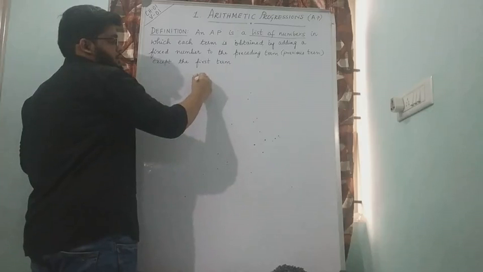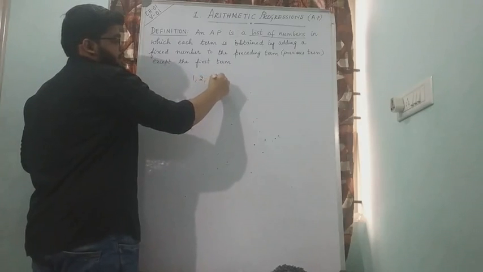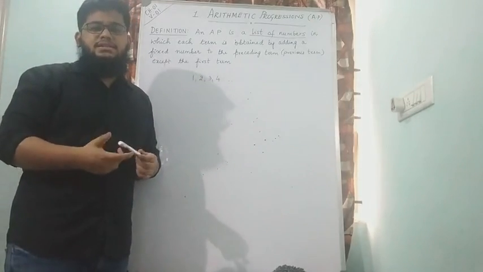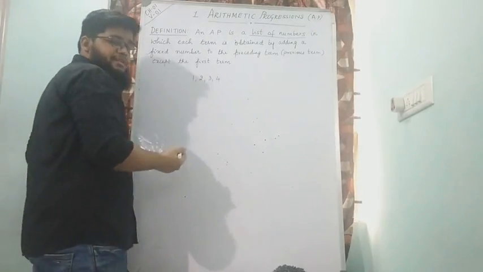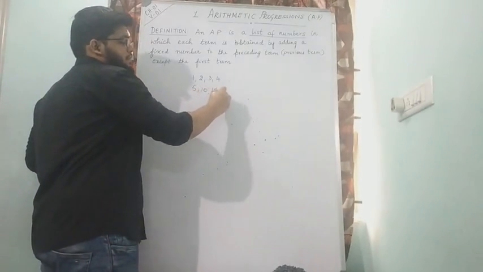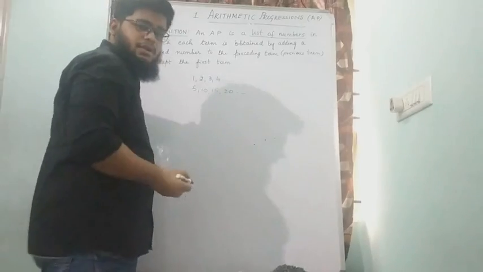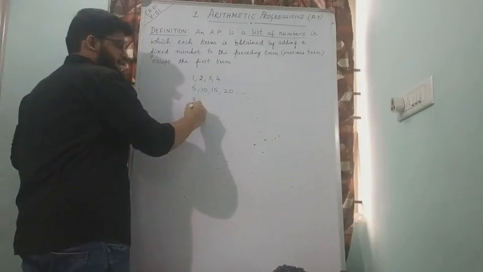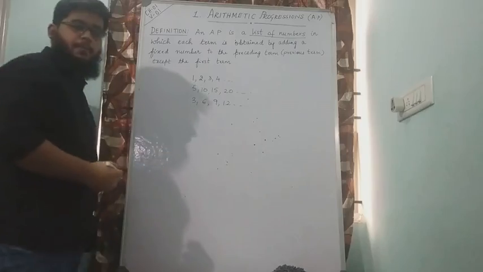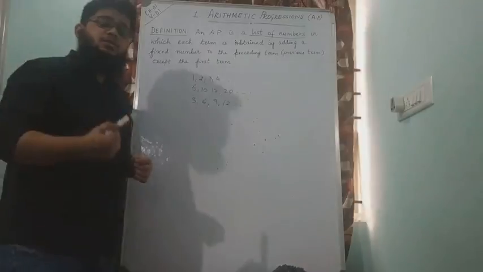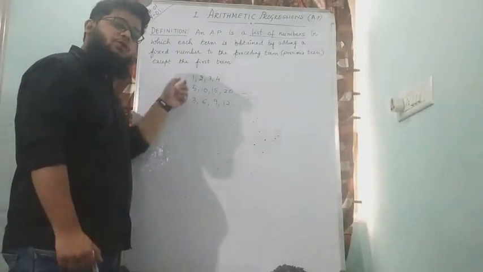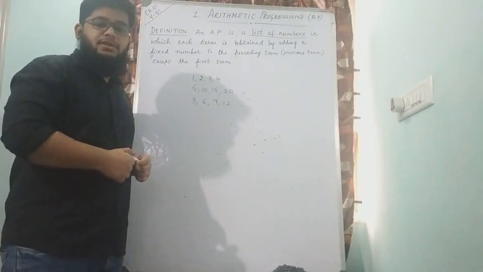Example 1: 1, 2, 3, 4 and so on. Is this a list of numbers? Yes, it is a list of numbers. Let us write down another list: 5, 10, 15, 20 and so on, and maybe one more: 3, 6, 9, 12 and so on. Alright, let us now take a minute and think about what is common between all the three different lists of numbers that I have written.